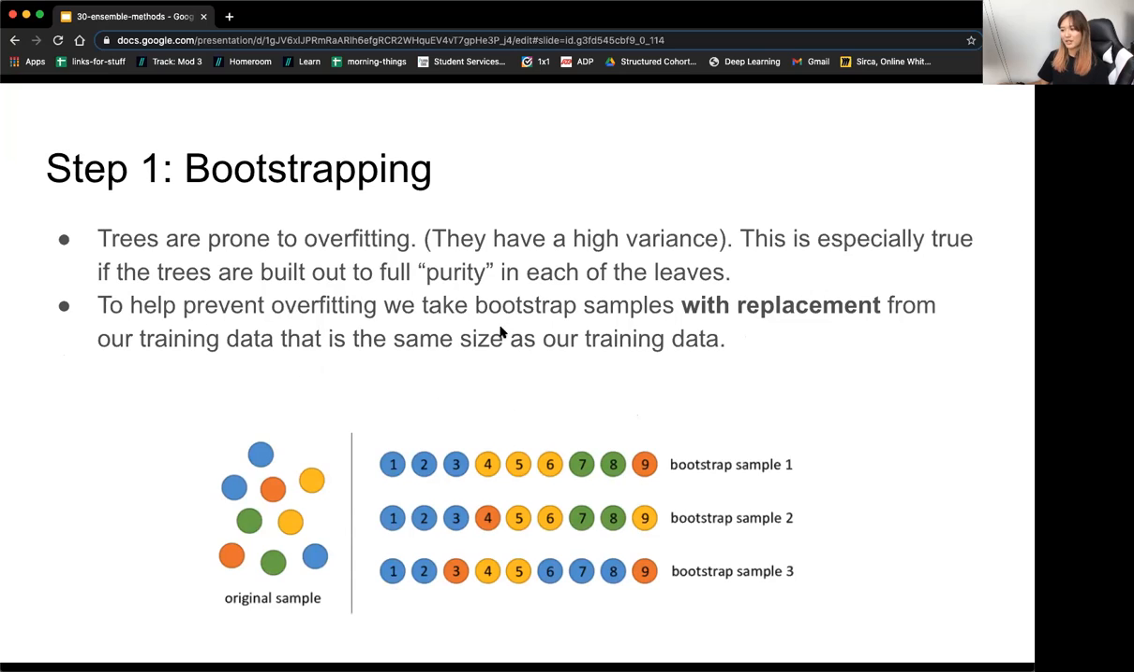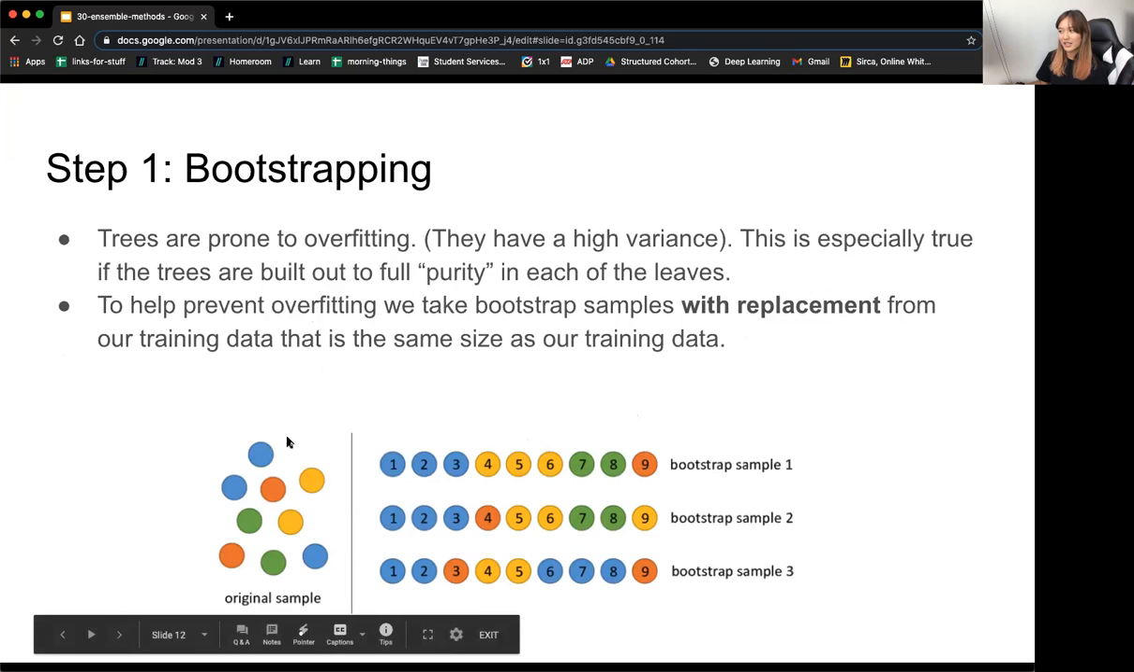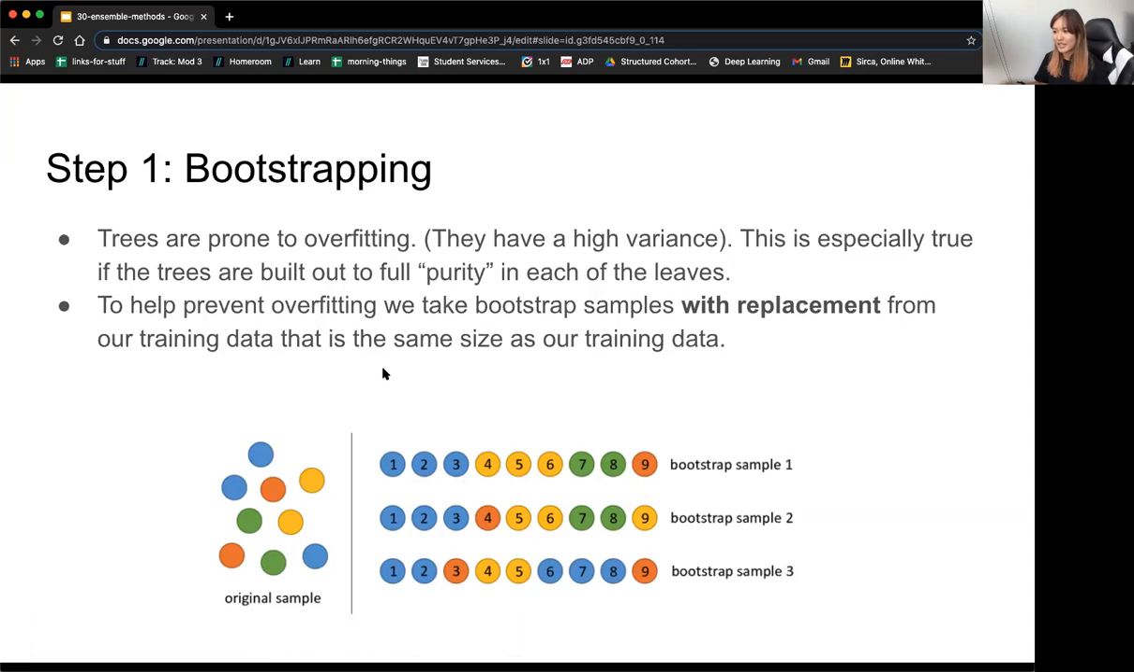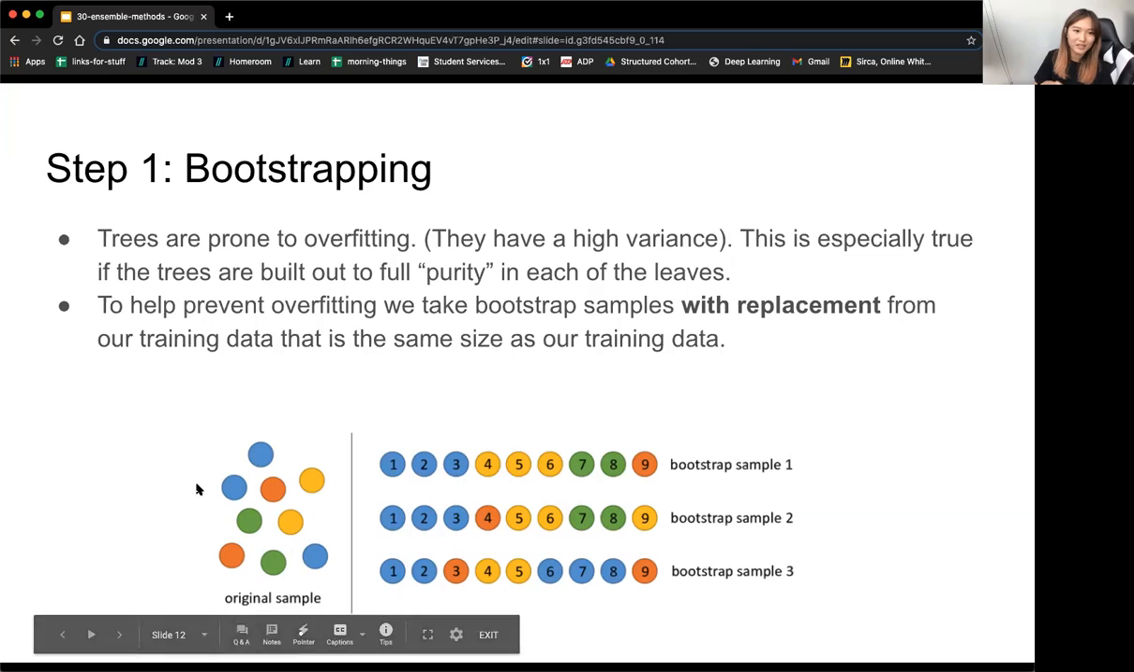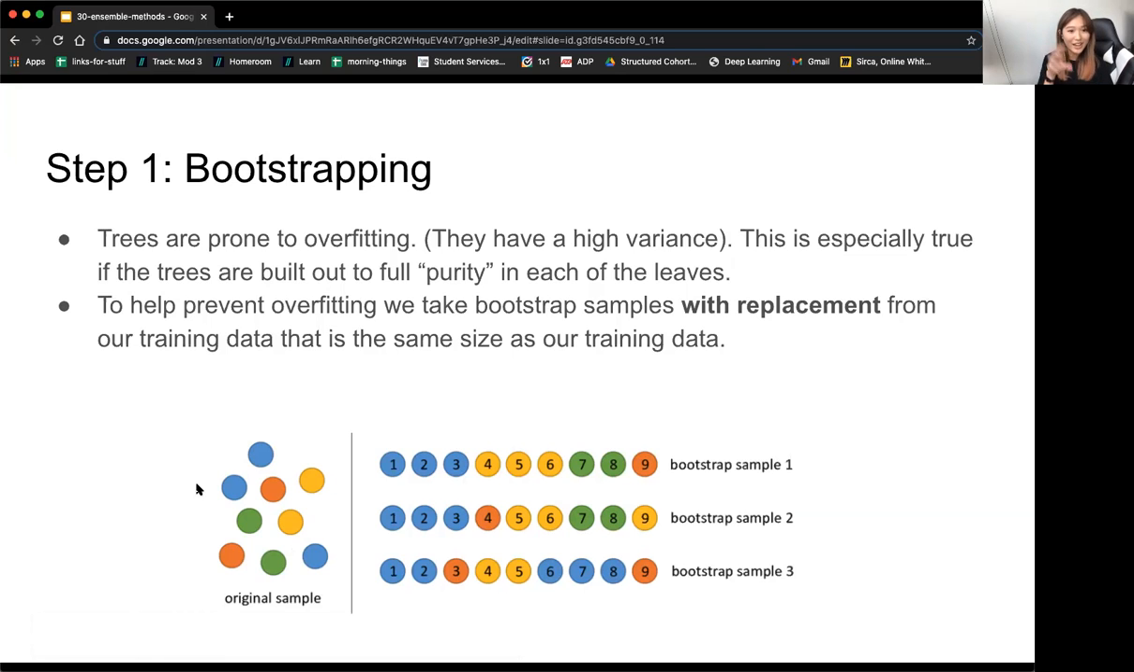So what bootstrapping is, you're going to take samples with replacement from your training data to create bootstrap samples that are of the same size. In this case, we have an n equals 9 sample here, and each of these is a bootstrapped data set from this original training sample. How you create these is you're sampling with replacement. So each data point here has an equal probability of being chosen at each step.